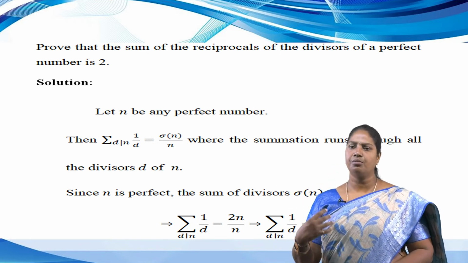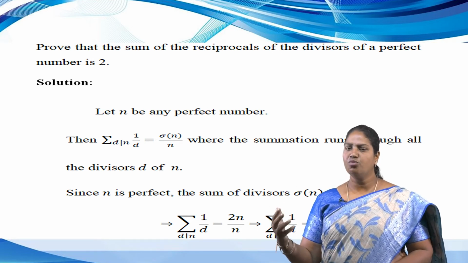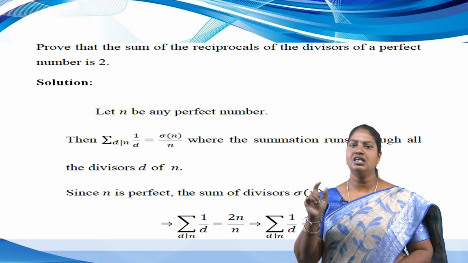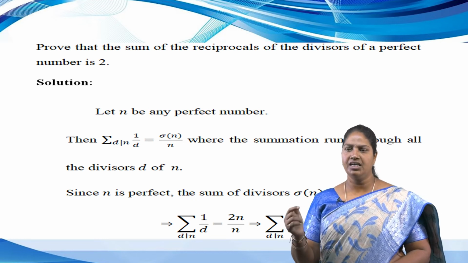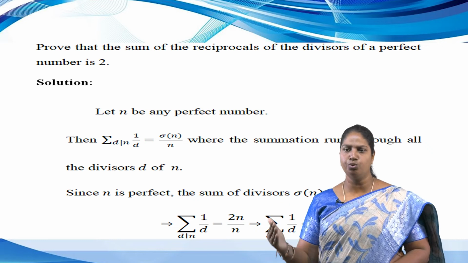Since n is a perfect number, the sum of the divisors including n, that is sigma of n, is nothing but 2 times n. Let me substitute this in the relation summation of 1 by d equal to sigma of n by n. We get summation of 1 by d, where d divides n, is nothing but 2.